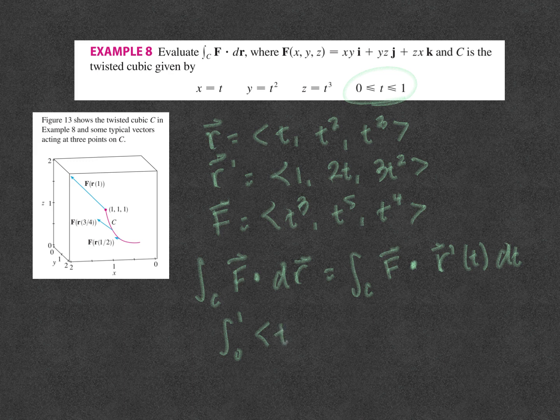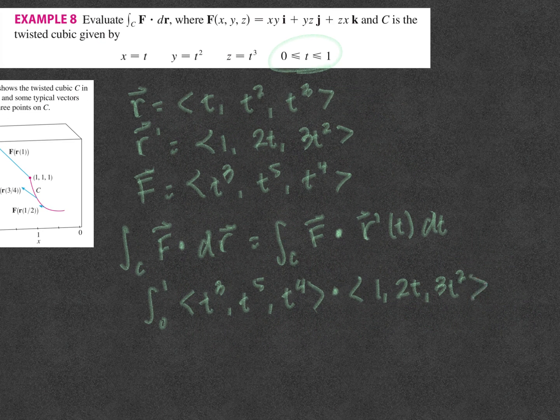And we have f, which is t to the third, t to the fifth, t to the fourth. And we have the dot product with r prime, which is 1, 2t, 3t squared. And we're going to integrate all of this with respect to t when we're done. So 0 to 1. Now when we do a dot product, we have t to the third times 1 is t to the third, plus t to the fifth times 2t is 2t to the sixth, plus t to the fourth times 3t squared makes 3t to the sixth, with respect to t.